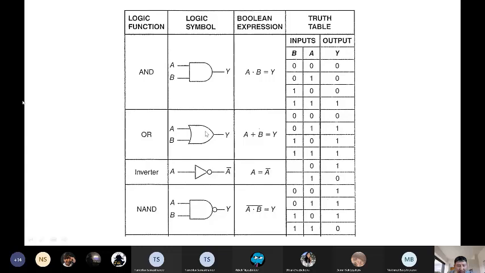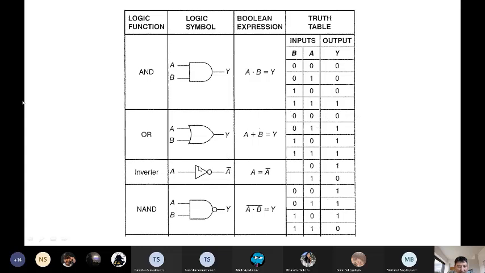So this is the OR gate. OR function, its symbol. Just notice the difference. Please try to memorize. For the Boolean expression, to show A ORed with B, we use this plus symbol, but it's not plus in meaning, right? So A or B equals Y. Here you can see the truth table. Notice this last line, and the first line.